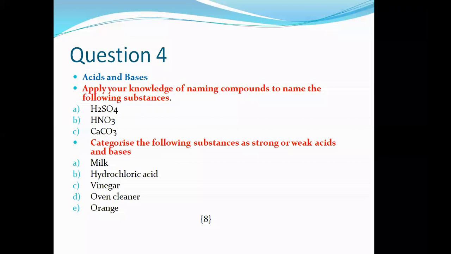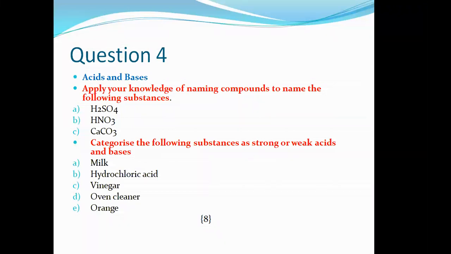Sir, do you write the name of the substance? You're writing the name of the substance for A, B, and C, and then for A to E, the categorizing of the substances as strong or weak acid. You can write A and then you write weak or strong acid. I will know what you're talking about. As long as you write question 4 and then write A, B, C, D, E, I will know that, okay, this is the second part. The first part is that one.